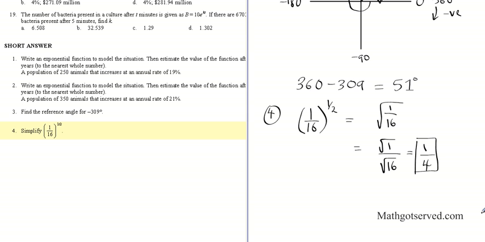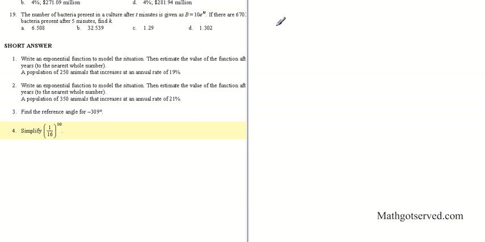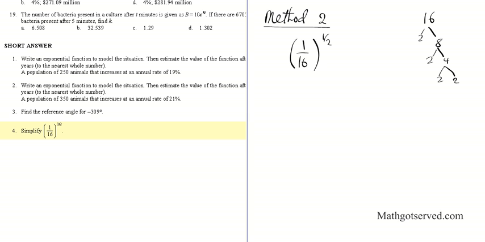Let me show you another way of doing this. I wanted to do the same problem, method 2, without using the properties of radicals, just properties of exponents. I'll write 1 over 16 raised to the 1/2. Now I'm going to write 16 as a power. 2 goes into 16 8 times, 2 goes into 8 4 times, 2 goes into 4 2 times, so 16 is 2 to the 4th. So I'm going to write this as 1 over 2 to the 4th raised to the 1/2. Now I'm going to distribute this to the numerator and the denominator using the quotient of powers property.